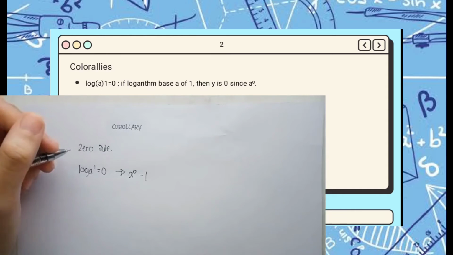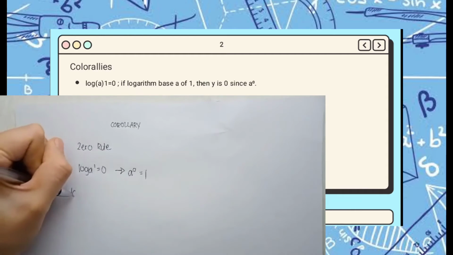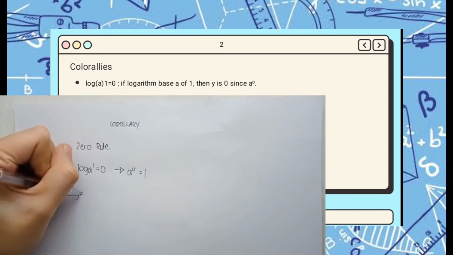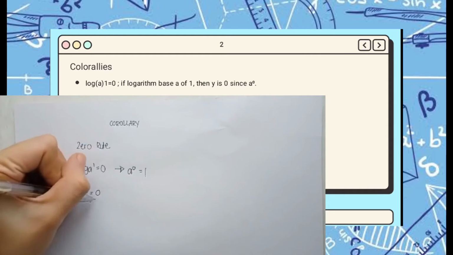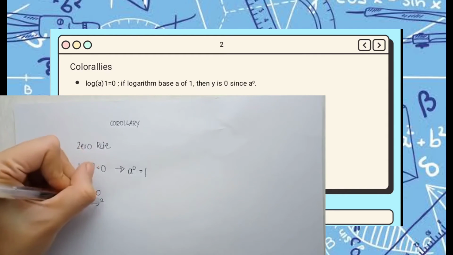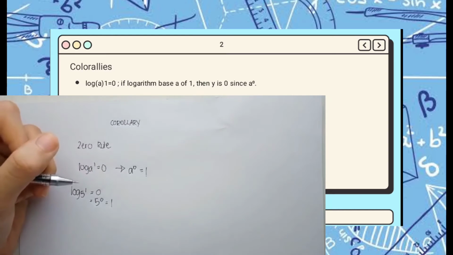For example, we have to evaluate log base 5 of 1, which will be equals to 0 since 5 raised to 0 is equals to 1. So for any log expression with an argument of value 1, the value is 0.